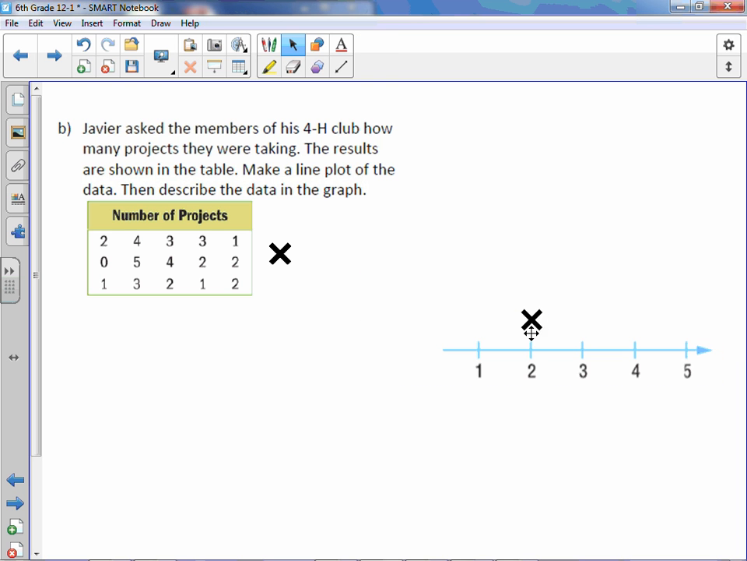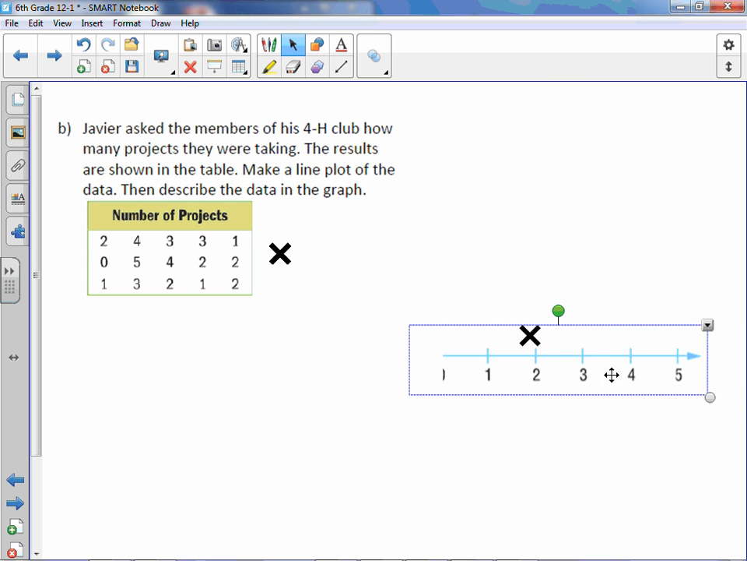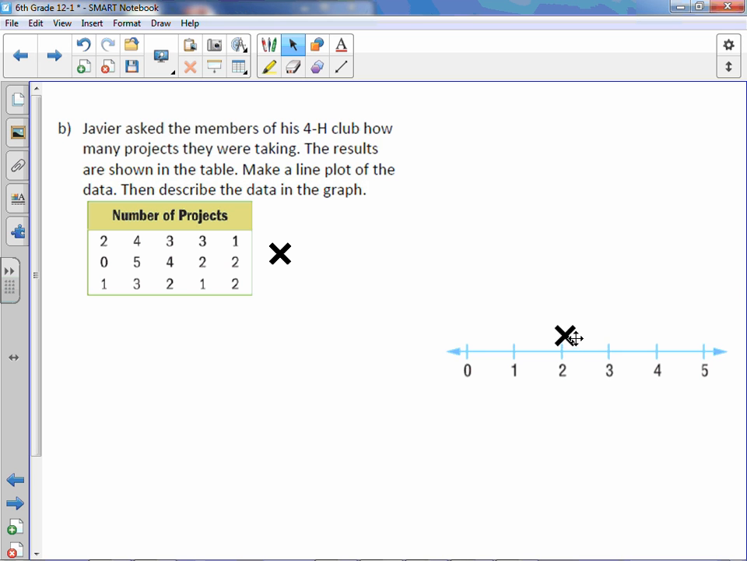I'll move this. Make this a little smaller here. Move it over. Okay. So 2, 4, 3, 3, 1, 0, 5, 4, 2, 2, 1, 3, and 2, 1, 2.